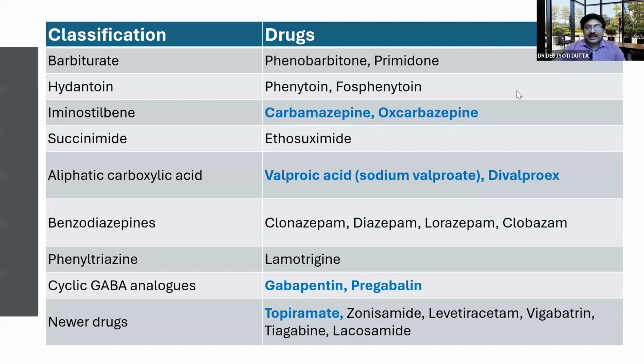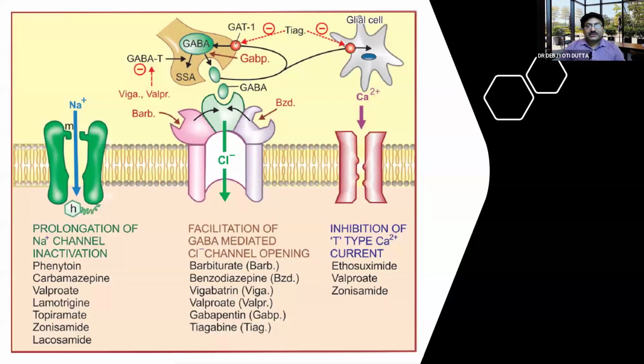The cyclic GABA analogs include gabapentin and pregabalin, which are commonly used for neuropathic type of pain. And there are some newer drugs like topiramate and vigabatrin, which we have also used for certain kinds of pain, again in migraine as well. Among these medications, today I will be describing mainly four drugs: carbamazepine, oxcarbazepine, gabapentin, and pregabalin, which are most commonly used for the management of chronic pain.